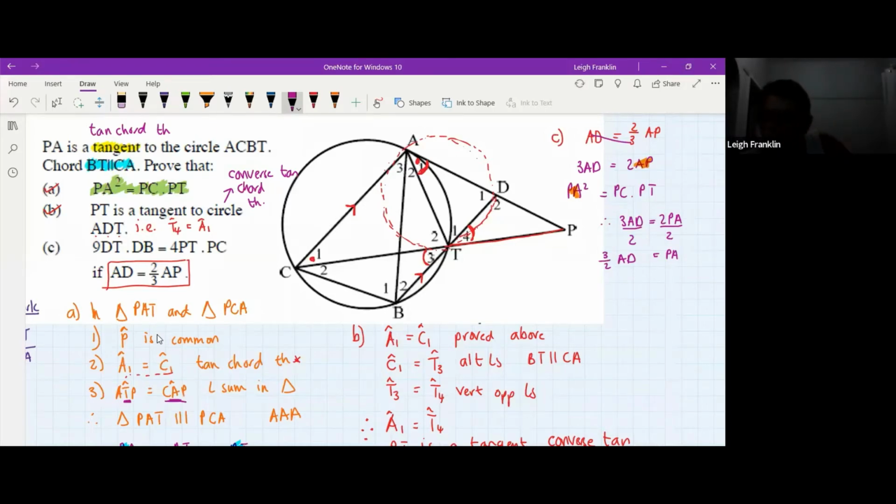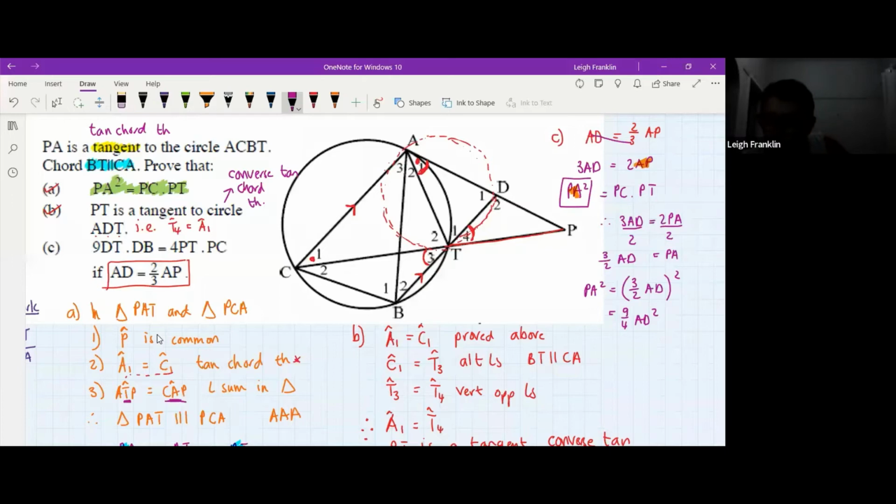We could then substitute that in place of PA squared. So in other words, if we're working with the left-hand side over here, we could say that PA squared is equal to 3 over 2 AD squared. So that will leave us with 9 over 4 AD squared.